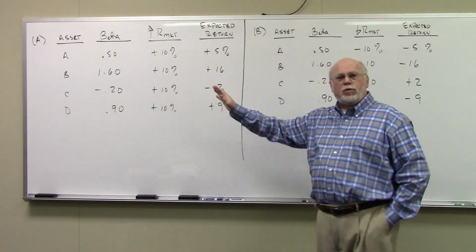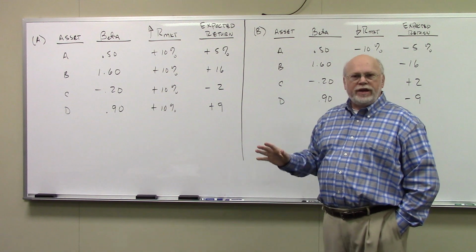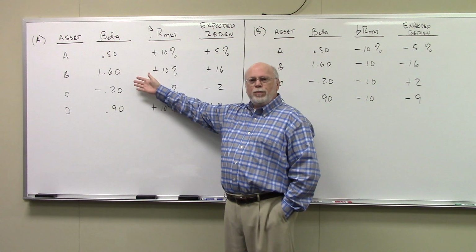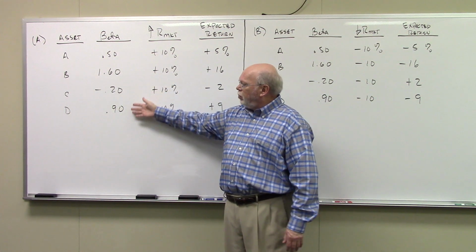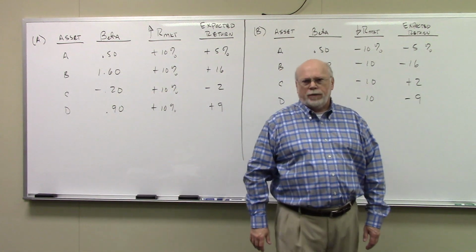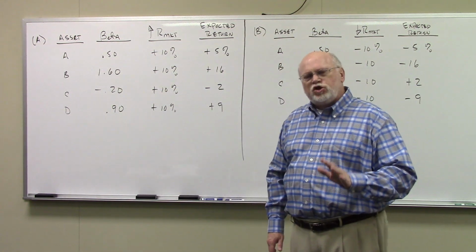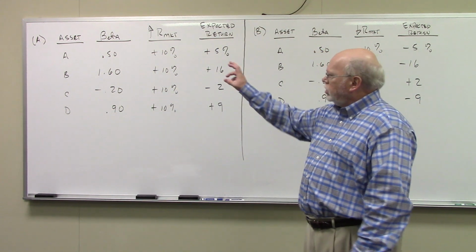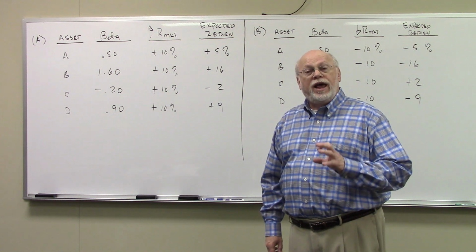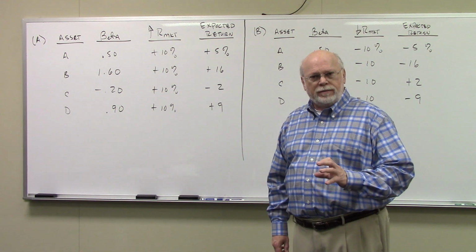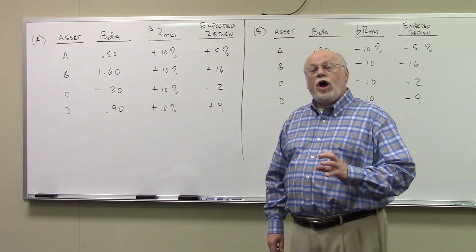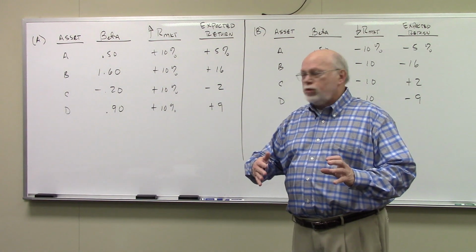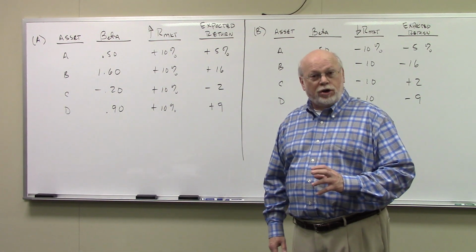Now, the A part of this problem, this is assets A through D. These are the betas of the assets. Asset A is 0.5, B is 1.6, C is negative 0.2, and D is 0.90. Again, I think it's instructive as a student to think about beta in its percentage format. In other words, asset A only takes on 50% of the risk of the market, whereas asset B takes on 160% of the risk of the market. Lots more risk with B, you would expect lots more return.